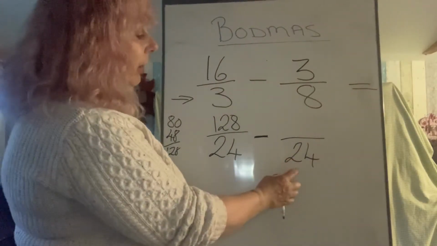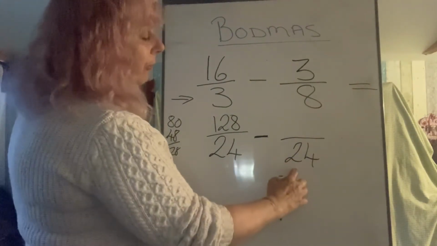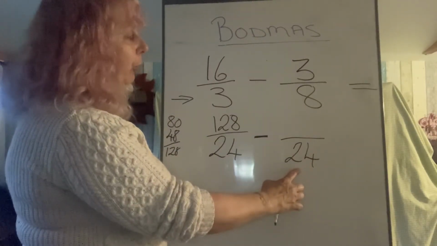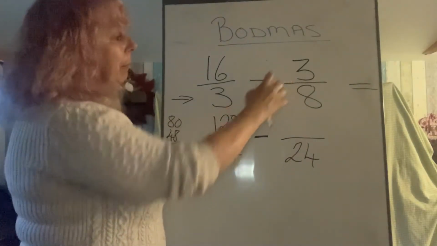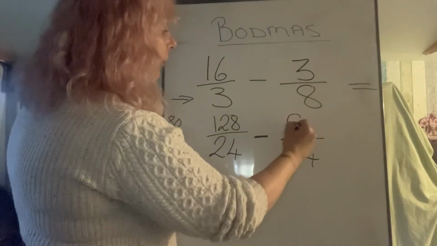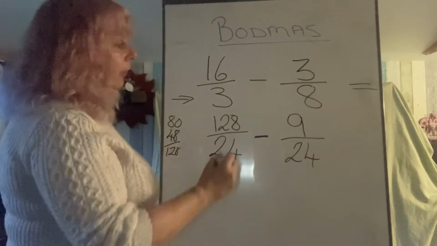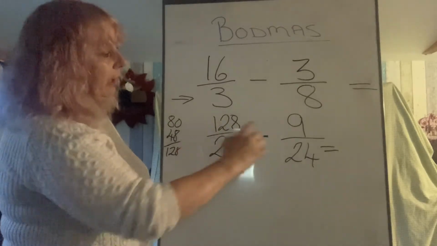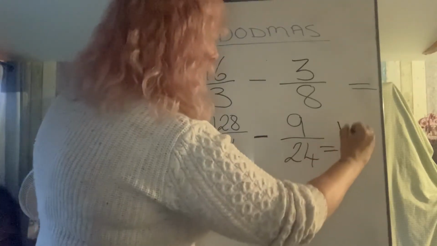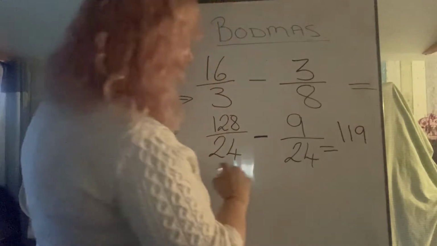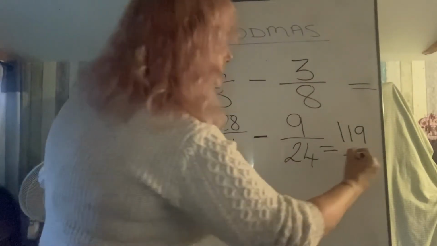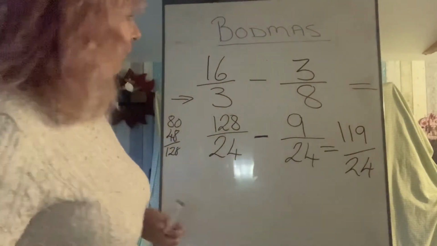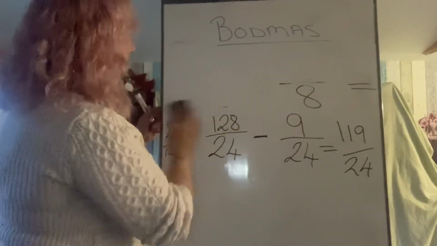We're still going to subtract them because that's what it's asked us to do. But now we need to change this. We've already done the bottom. We've changed it to 24ths and we times 8 by 3 to get to 24. So we need to times the top number by 3. And 3 times 3 is 9. We now can easily take 128 take away 9 is 119. We don't add the bottom, we just keep it the same. So it's 119/24. So that is the answer to our equation.